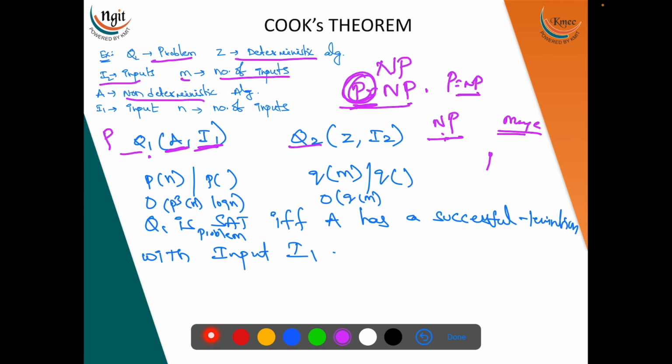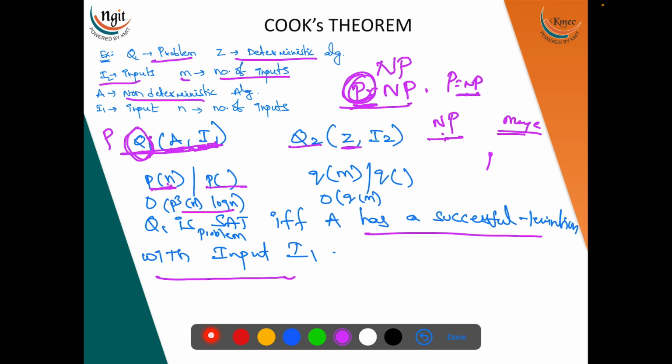To do this, we show how to obtain from any polynomial time non-deterministic decision algorithm A and input I the formula Q of A comma I, such that Q is satisfiable (the SAT problem) if and only if A has a successful termination with input I. If the length of I is N and the time complexity of A is P of N for some polynomial P, then the length of Q is polynomial.